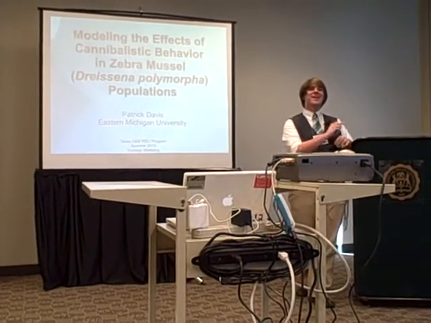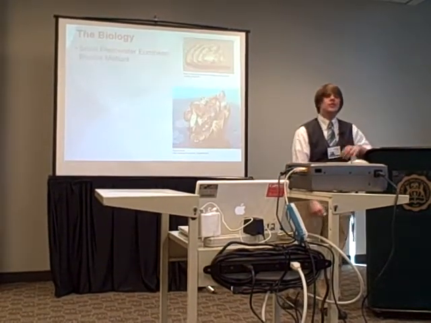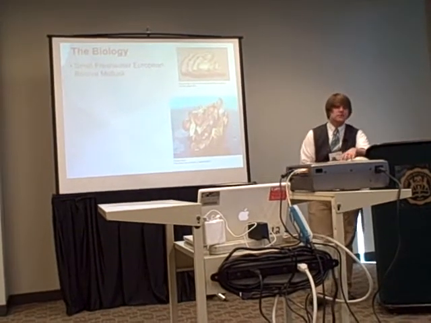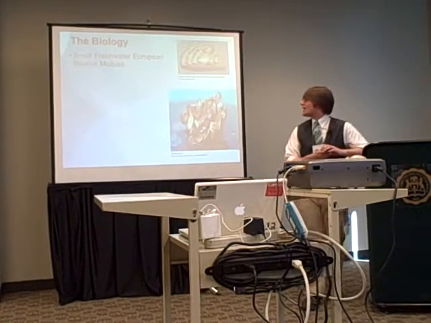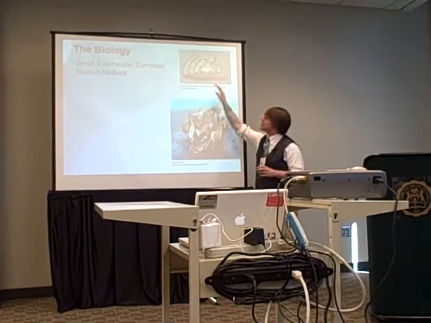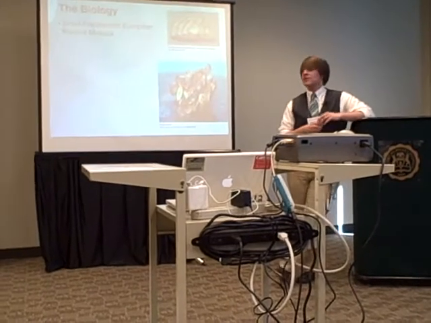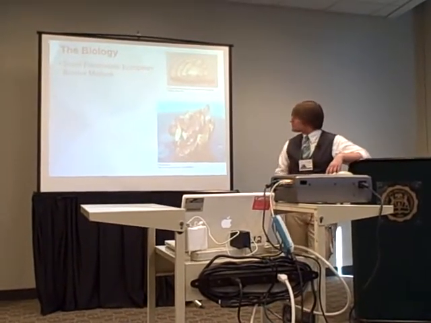But anyway, we're going to talk about zebra mussels, but the first thing that we need to know a little bit about is the biology of zebra mussels. So what are zebra mussels? Well, they're small freshwater European bivalve mollusks, and that basically means that they look like this picture up here. And you can see that they get their common name from the stripes on their shells. It's quite like a zebra, not quite black and white, but dark brown and light brown.